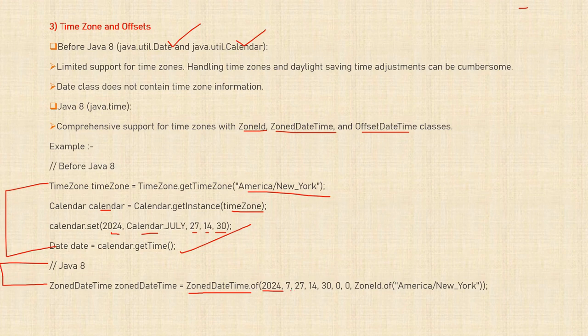Here we provide the year, month, date, time, minute, second, and millisecond, and this will be the zone ID. So here we provide America/New_York. Same like this, with that time zone we can get the date time with Java 8, but we have to use this class. This is easy to use, and easy to use in a multi-thread environment also. This is thread safe.